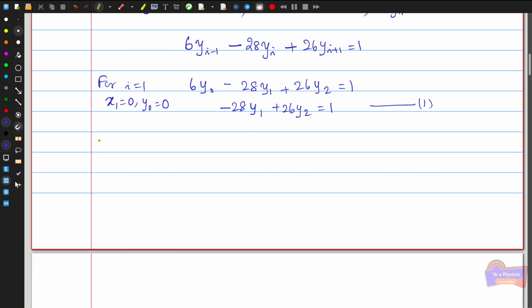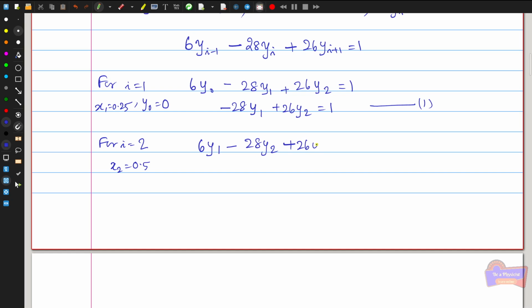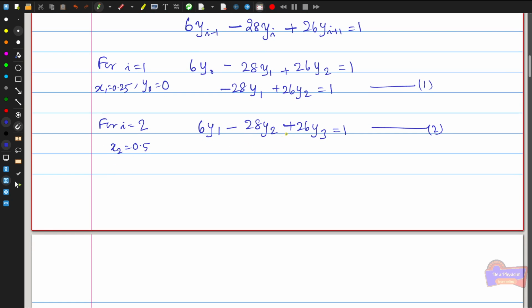Now I am going to find it for i equal to 2. Sorry, x1 is equal to 0.25, and for i equal to 2 we have x2 equal to 0.5, but we don't know any values of this y, so I can just substitute the i value in this equation. I get 6 times y1 minus 28 times y2 plus 26 times y3, which is equal to 1. So this is my second equation. Since the y1, y2, y3 values are not known yet, I can just keep this equation as it is.